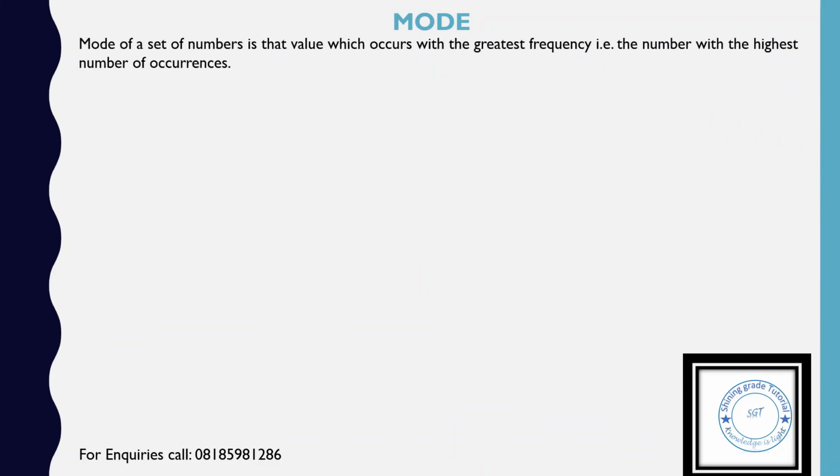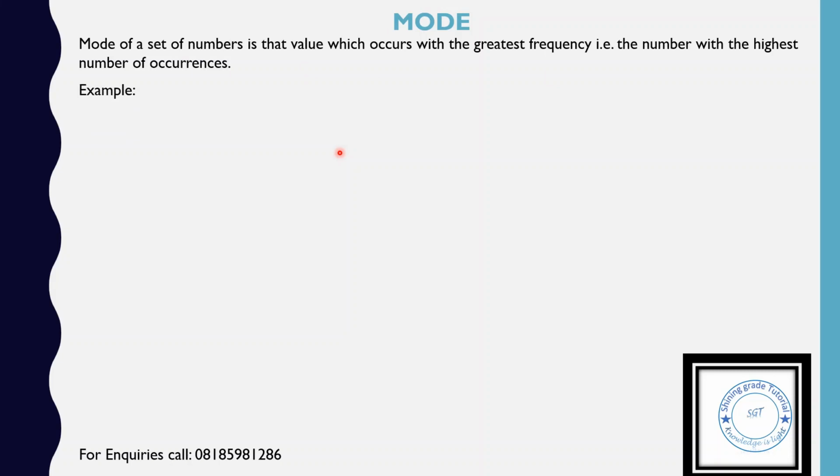Alright, so that has gone. We have our mode. Mode is the observation with the highest frequency, or the observation with the highest occurrence. The mode of a set of numbers is the value which occurs with the greatest frequency. The number with the highest number of occurrences is our mode.